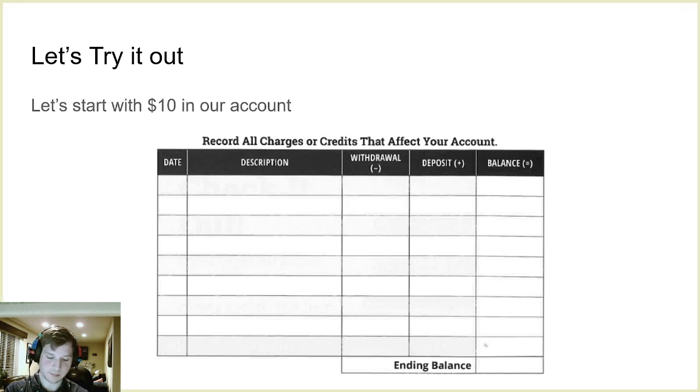So today's date is 4/16 or 4-16, either one. And we have a starting balance. So I'm going to write starting balance in here. And then we're going to start off with $10 in our account. Usually I don't write the dollar signs when I'm doing a check register because I already know that I'm working in dollars. You can put the dollar sign if you want, but I'm not going to for this example. Okay, let's move on to the next thing.